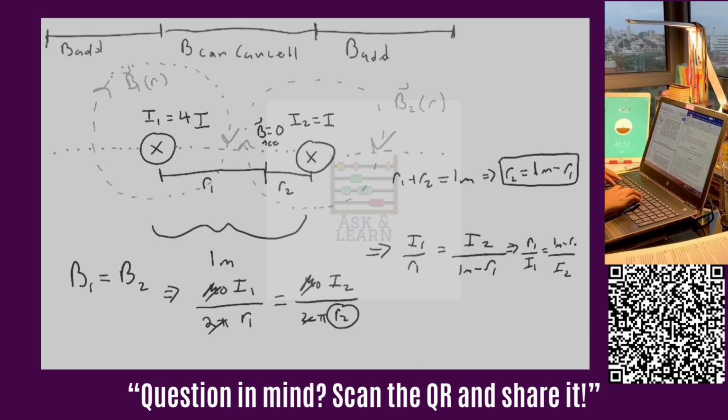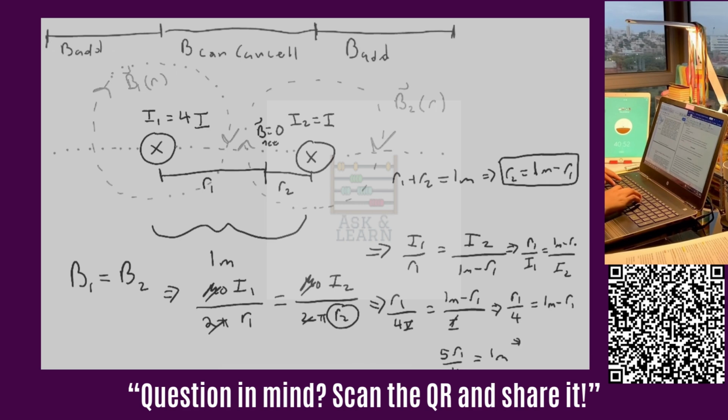Now is the time to plug in our currents. We know what the values of our currents are going to be. So we have R1 over I1, which is 4I, is equal to (1 meter minus R1) over I2, which is just I, and we see our I's cancel. So overall, we have R1 over 4 is equal to 1 meter minus R1. Add R1 over 4: that's 4/4 R1 plus 1/4 R1. That gives us 5 times R1 over 4 equal to 1 meter.